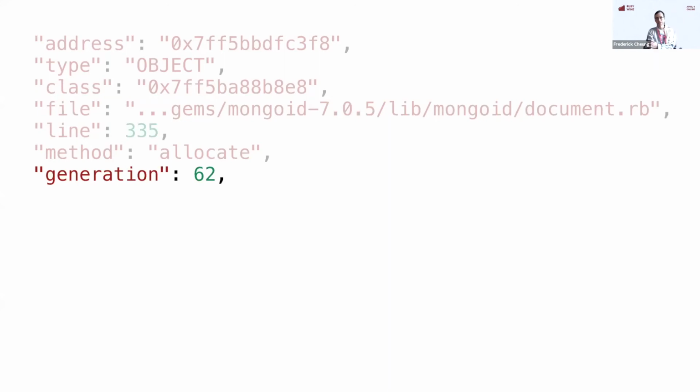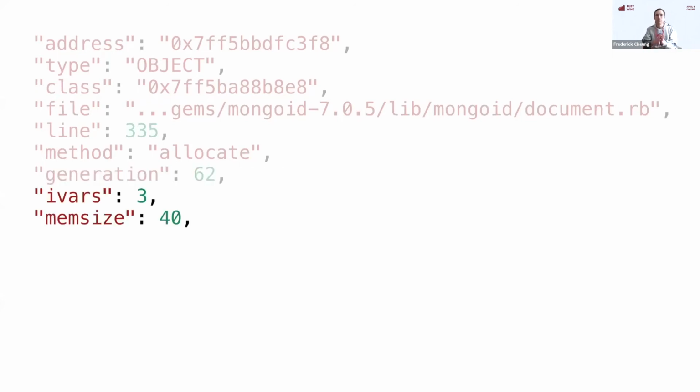Generation, this is very important. Every time garbage collection runs, generation increases by 1. What this allows you to know is when the memory was allocated. Is this memory that was allocated very recently and it's fine that it's still here, or was this memory allocated a long time ago and should have been cleared up?